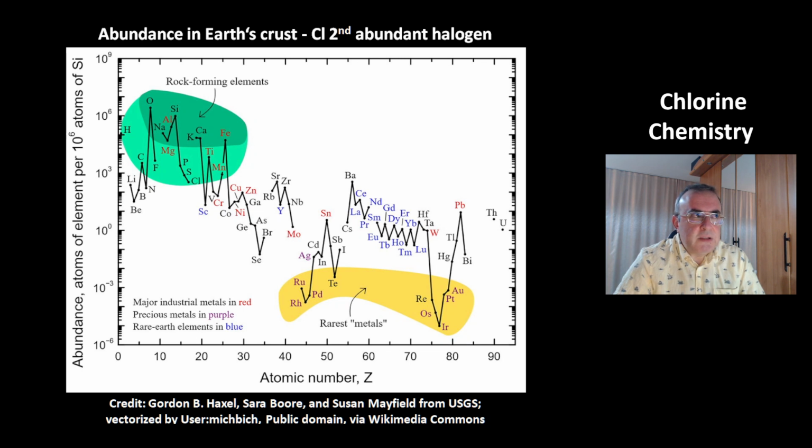This is a diagram of the abundance in Earth's crust of the chemical elements. And you can see chlorine is here. It's number 2 in abundance among the halogens. Number 1 is fluorine. Bromine is here. Iodine is here. So chlorine is about the same as lithium.